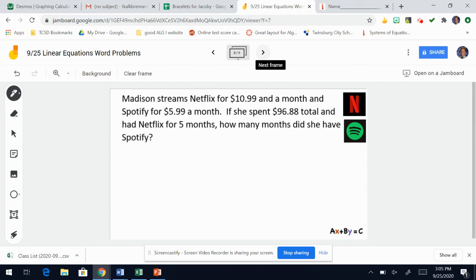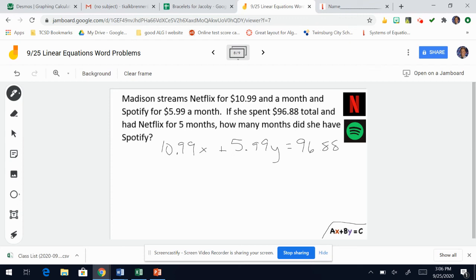Madison streams Netflix for $10.99 a month and Spotify for $5.99 a month. If she spent $96.88 total and had Netflix for 5 months, how long does she have Spotify for? So if you look down here, again, I have the cheat. It should look like standard form. So how much is Netflix? $10.99. I'm going to call Netflix X since it has an X in it. I'm going to call Spotify Y, so it's $5.99Y. And how much did she spend? $96.88.